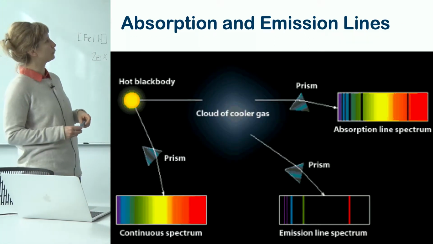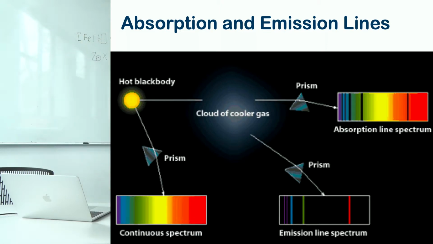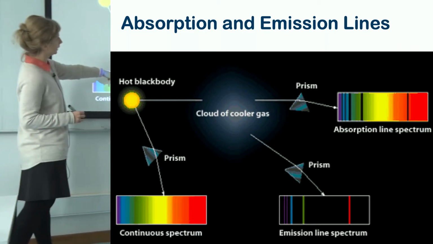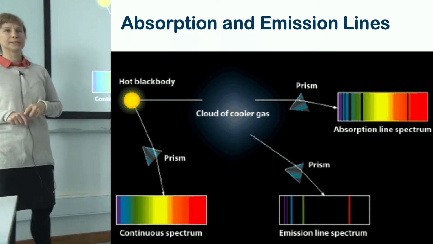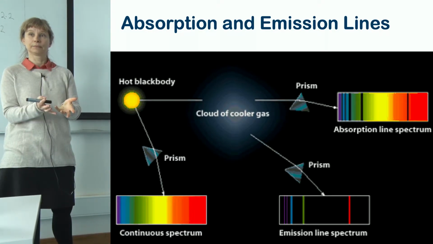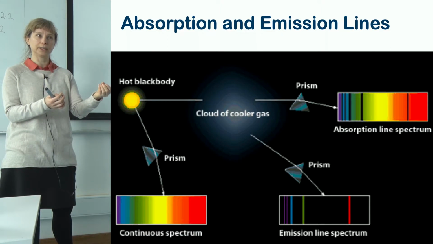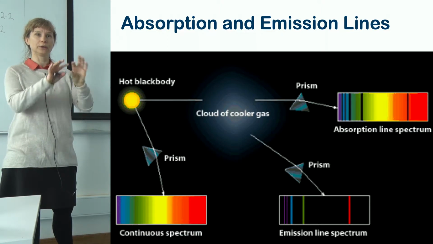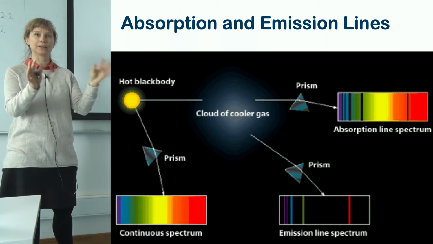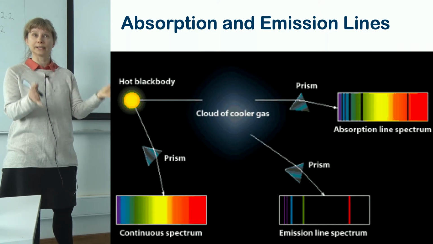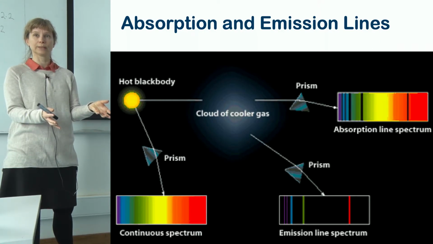We have absorption and emission lines. Again, this is our hot object. If you see it through a prism, you see a continuous spectrum. But of course, most stars in reality have an atmosphere. And so when the light from the hot central regions moves through the atmosphere, you get absorption in that cooler atmospheric region. That's why we see absorption lines in the sun's spectrum. That's where the absorption lines come from.